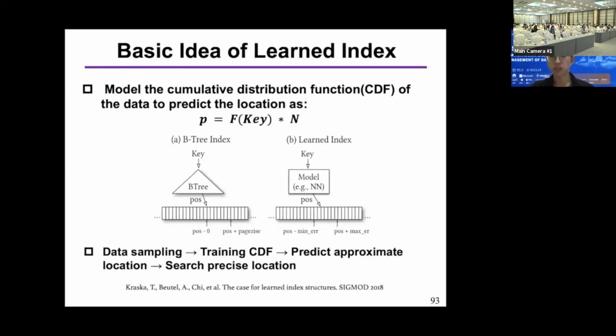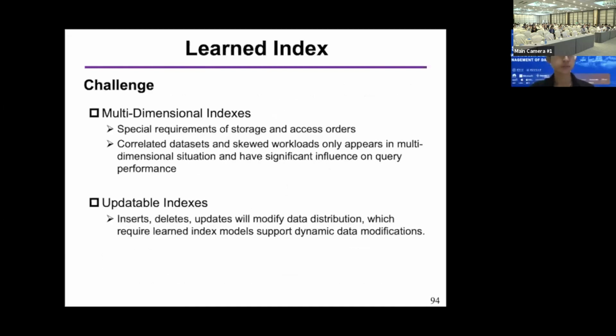Based on this observation, Kraska has proposed a recursive model index, which uses a learning model to estimate the page ID of a key, and this method outperforms the B plus tree in the in-memory environment for relatively small data size. However, it cannot support data updates, and it doesn't show effectiveness for secondary indexes.